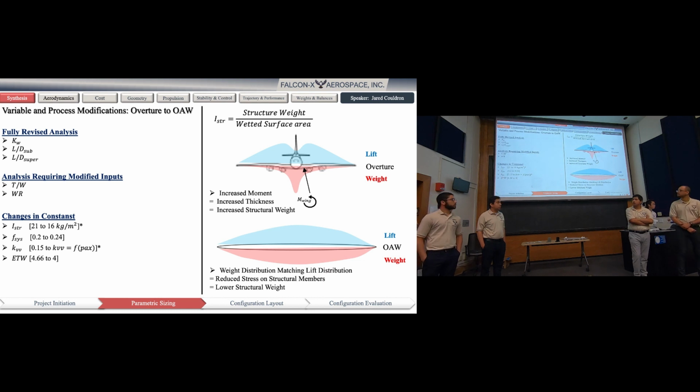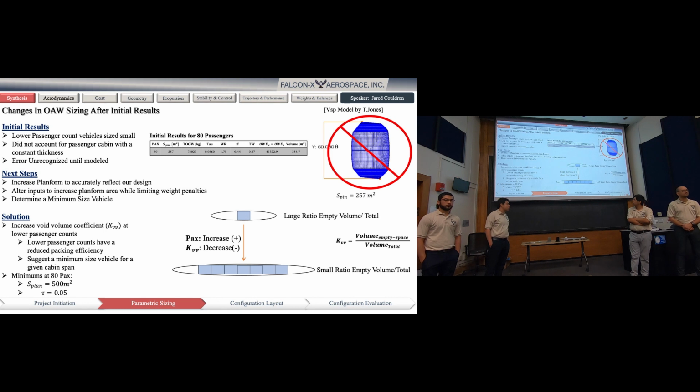So looking over here, a typical tail-aft configuration, what the Overture is, versus ours, the weight distribution is balanced out by the lift distribution, so the stresses are a lot lower and there's a lot more area overall, so we would assume that the structural index would reduce. Next. After we got our initial inputs out, we had this thing.